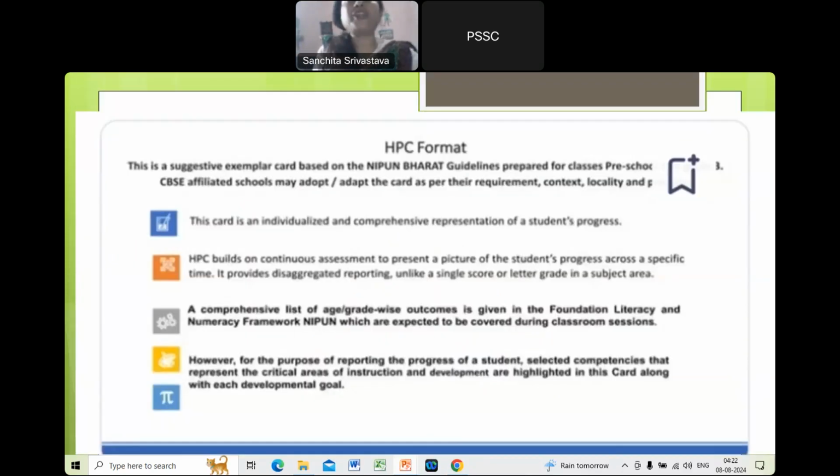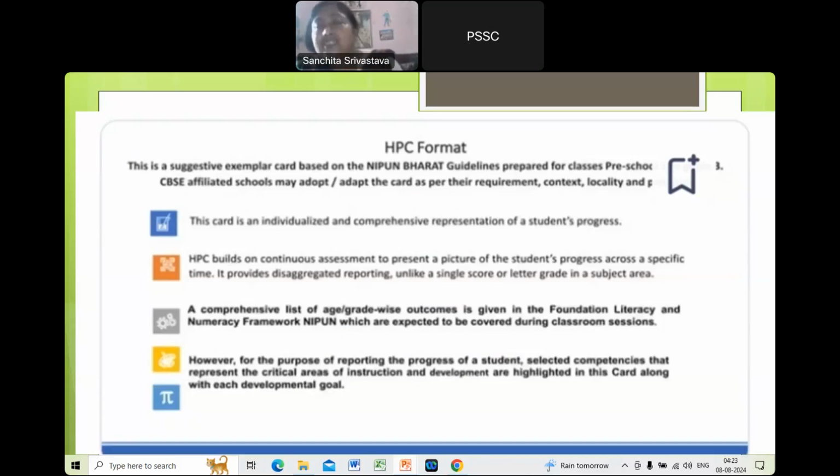Now here's a particular format. Again, we'll be following the format. See, the format is already given by the Nipun Bharat guidelines. These are for preschool. CBSE affiliated schools may adapt the card as per their requirement and the context, locality, everything.